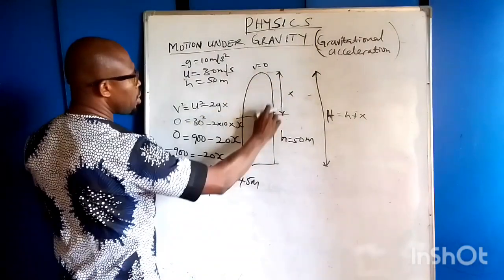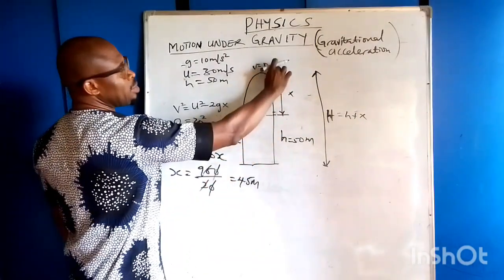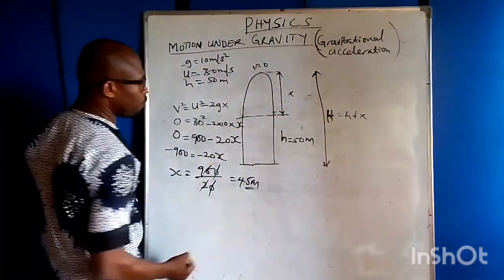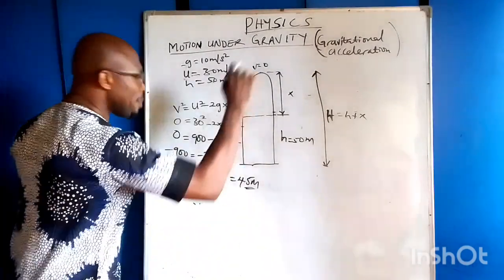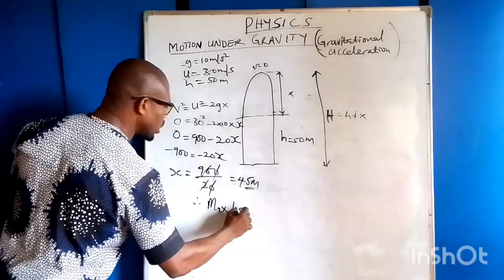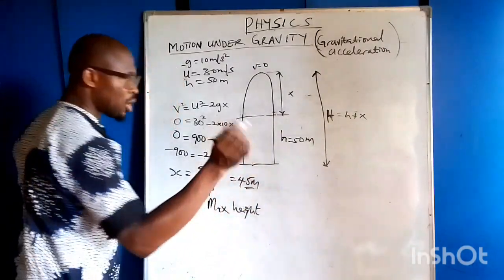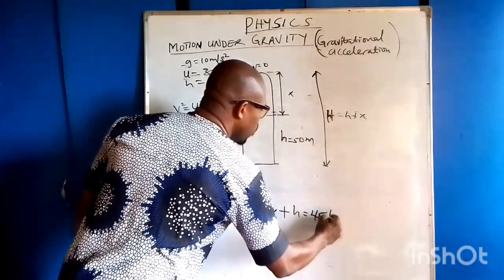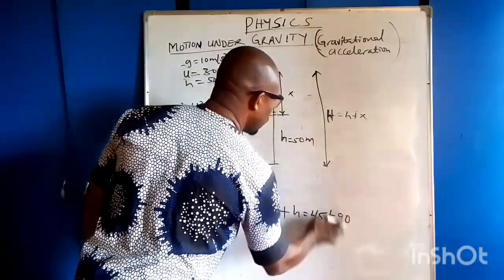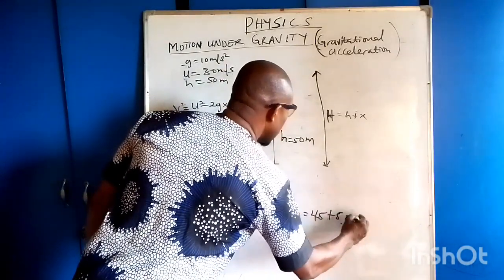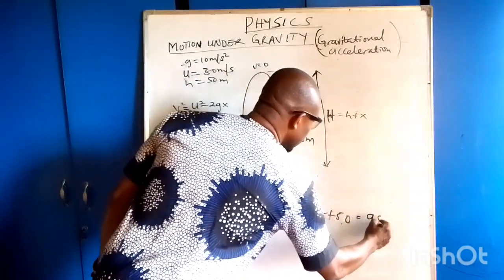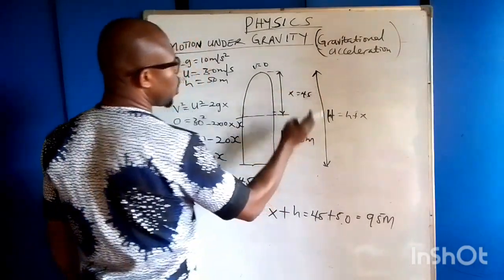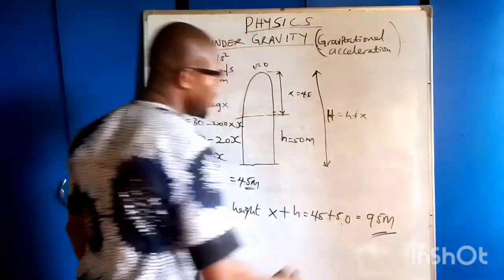Now, from the height of the tower to the maximum height the stone got to is x, and x is 45. Therefore, the maximum height from the ground is now x plus H, which will give us 45 plus 50, sorry, and it will give us 95 meters. So from here to here, this is 45, and 45 plus this will give us 95 meters.